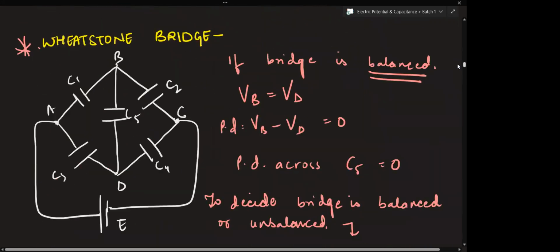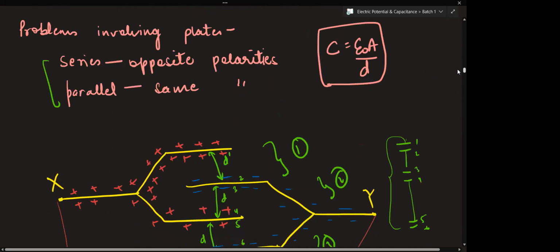So write it down. Wherever you're not able to understand, just ask me. This is not so important. In this, you have to remember, if opposite polarities are there, the plate exists. If same polarities are there, the plate doesn't exist.